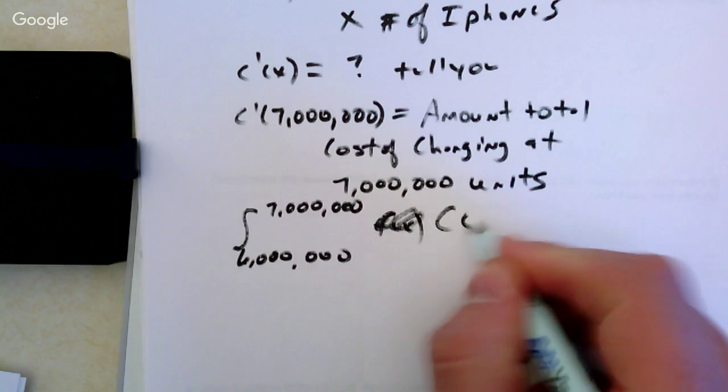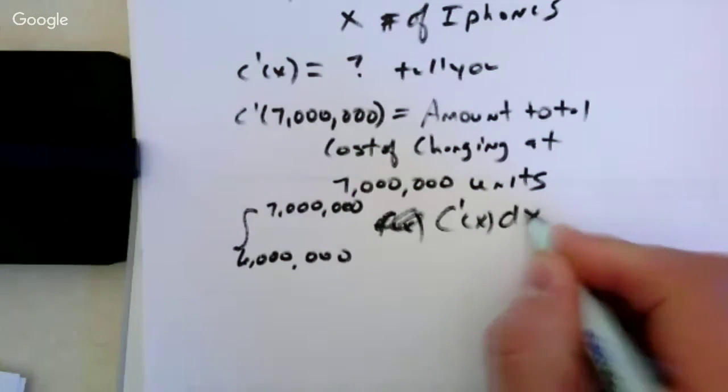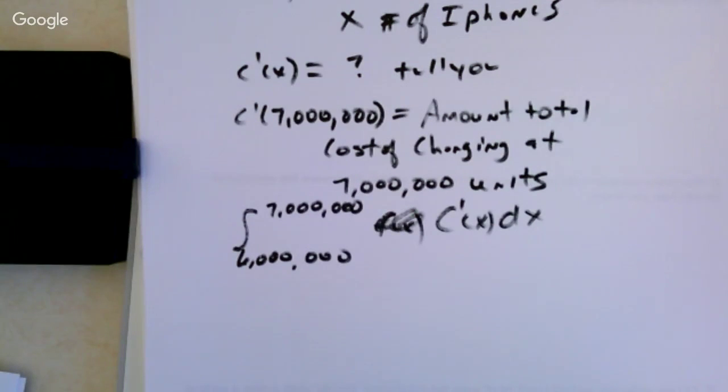Shouldn't have wrote that. C of x. So what, not 6,000, 6 million. What if we took the integral from 6 million to 7 million of that derivative function, C prime of x? What would that tell us? The integral of the derivative, what would it tell us?